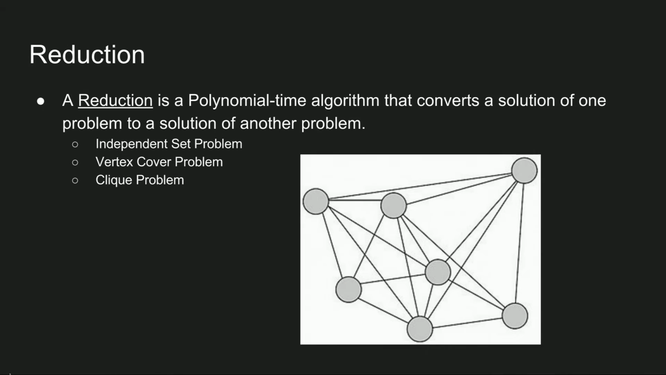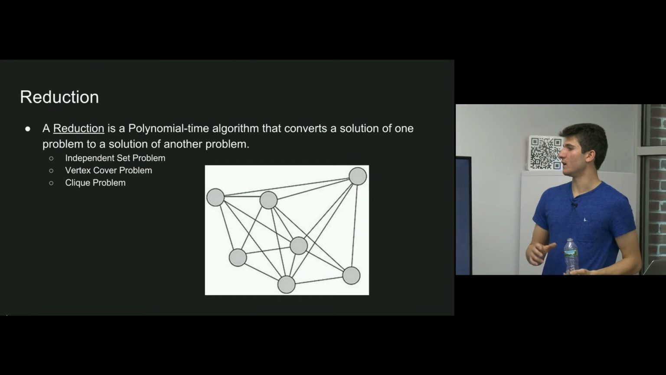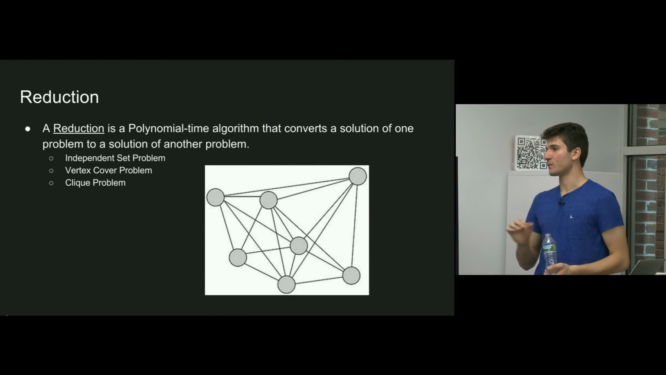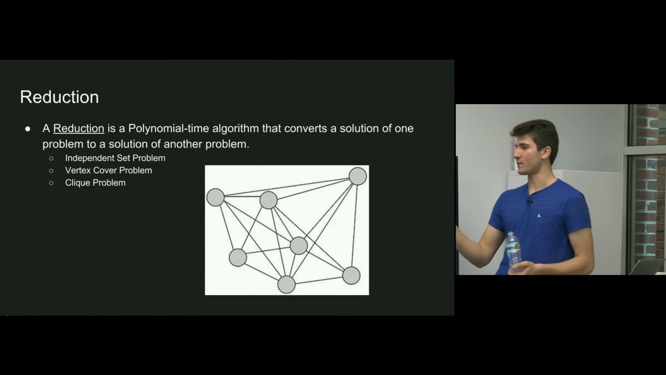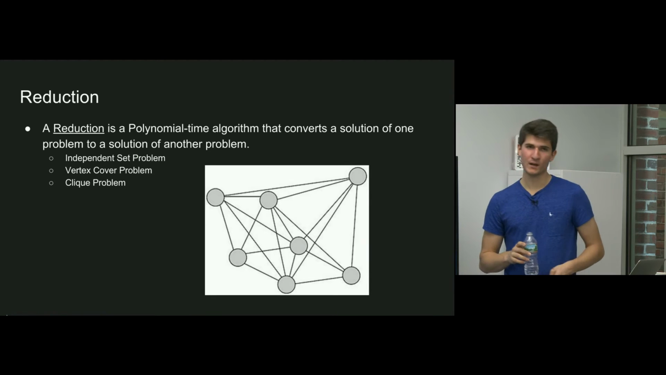I just want to talk about this for a second, because this is one of the more core concepts involved when proving these things. This is actually what computer scientists have to do when they ask, are these problems NP complete? Are these problems related by some core difficulty? A reduction is a polynomial time algorithm that converts a solution from one problem to the solution of another problem. I'm going to be talking about three particular computer science problems, which are the independent set problem, the vertex cover problem, and the clique problem.